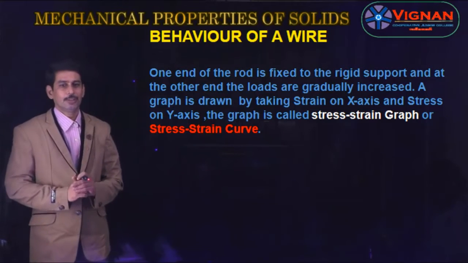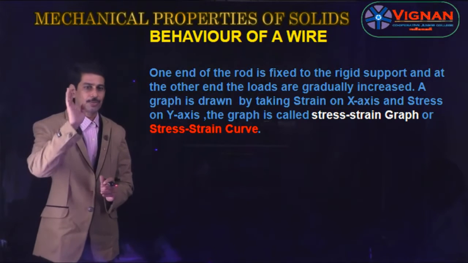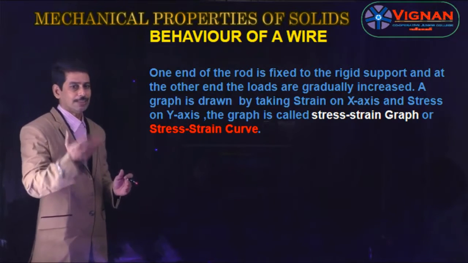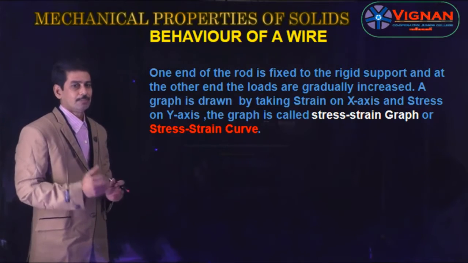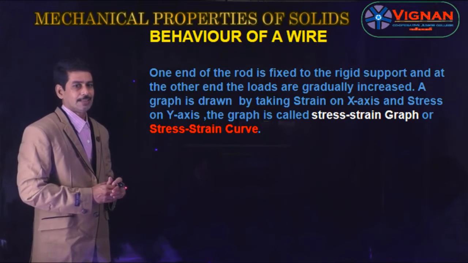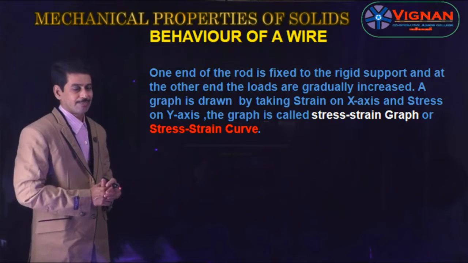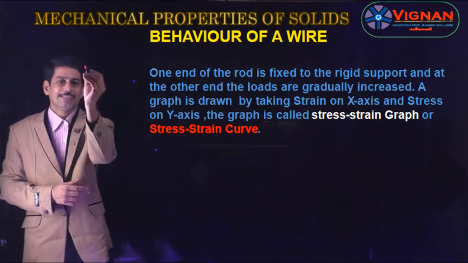Here we are taking a wire. One end of the wire is fixed to the rigid support, whereas at the other end the loads are gradually increased. By gradually increasing the loads, we draw a graph by taking stress on the y-axis and strain on the x-axis. This kind of graph is called a stress strain graph, or a stress strain curve.